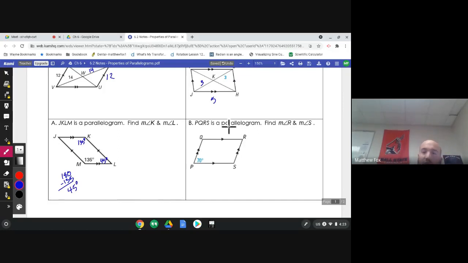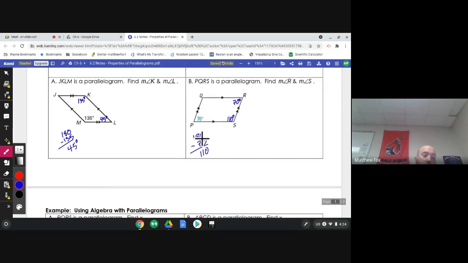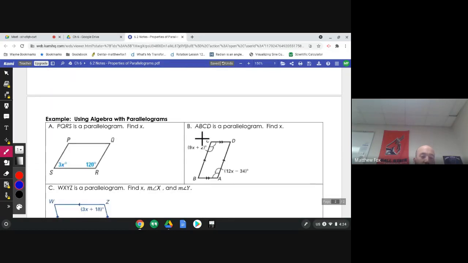All right, this next one, find angle R and angle S. Opposite, remember, is the exact same, so that'll be 70. Once again, we take 180 minus that 70. We'll get 110. That will be what angle S is. Okay.